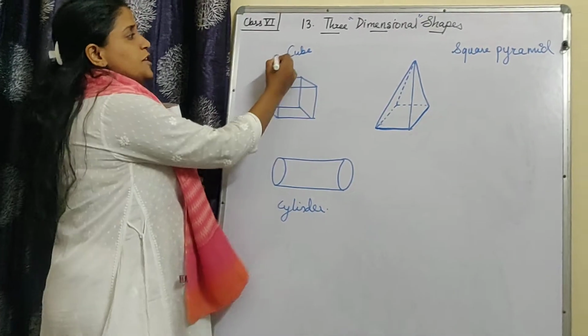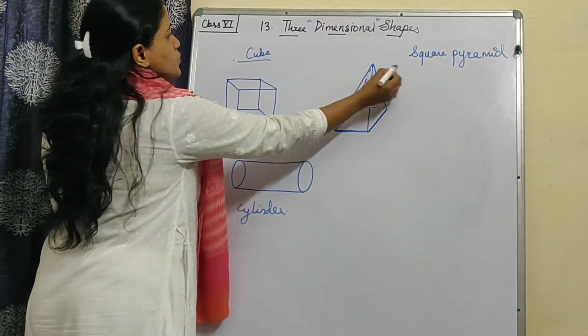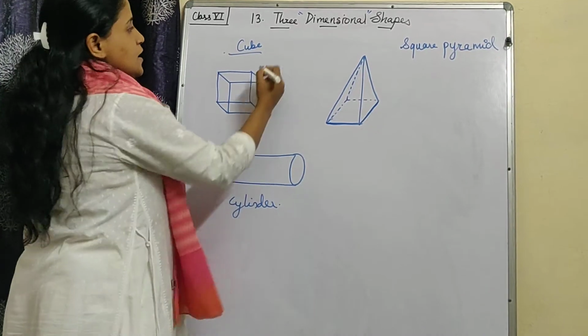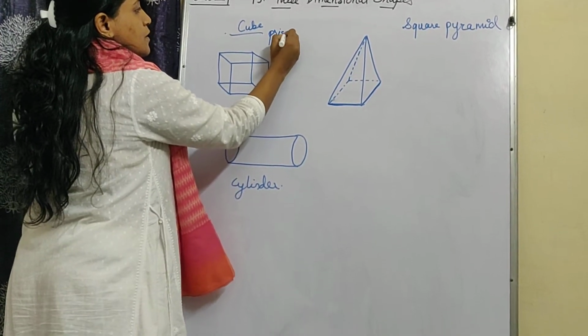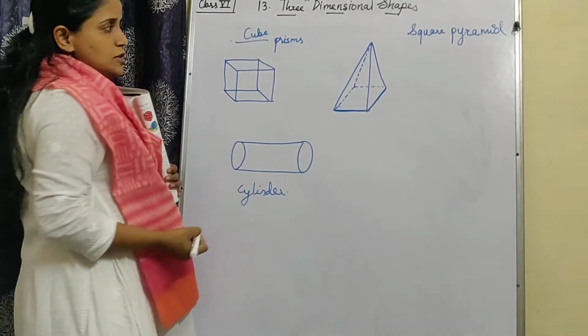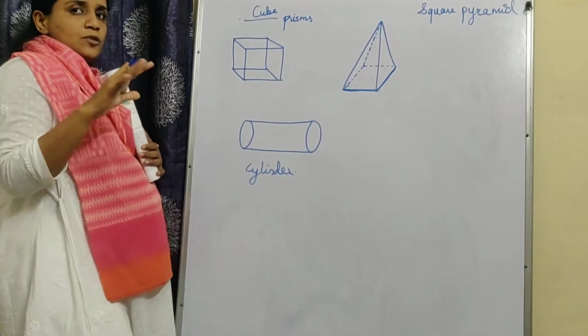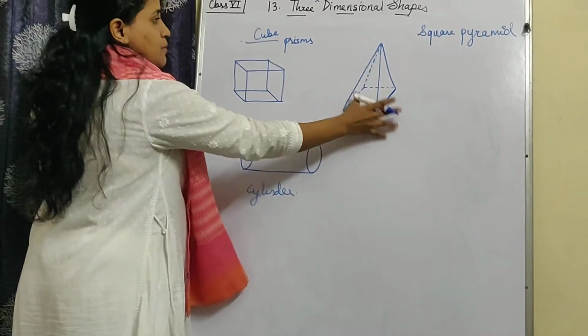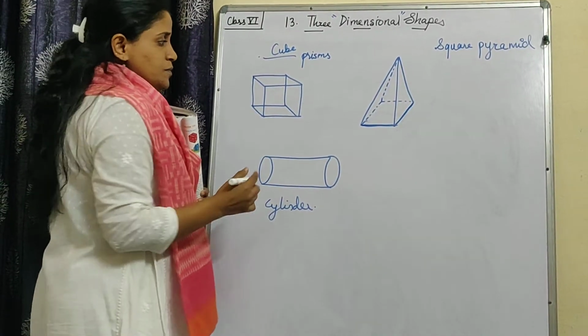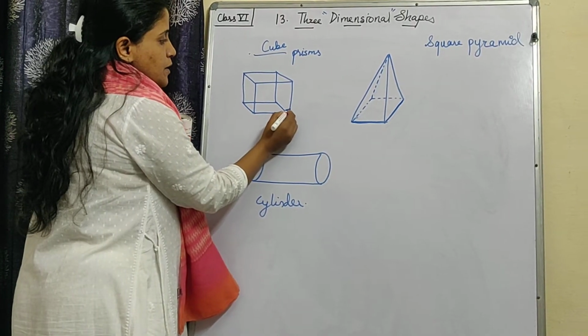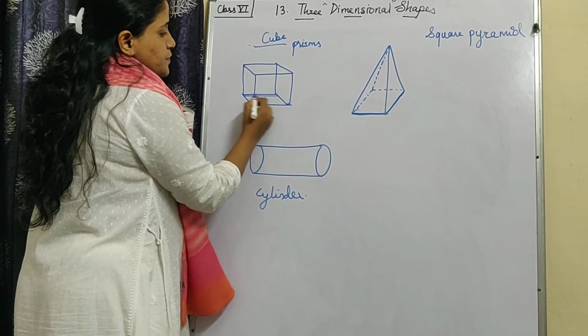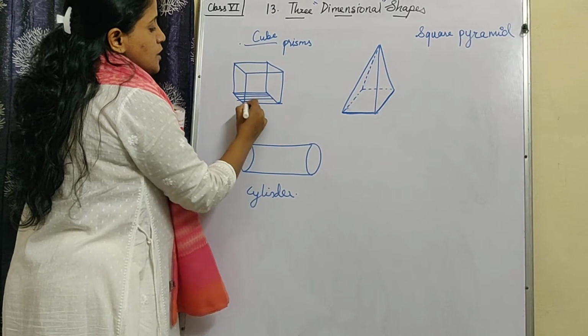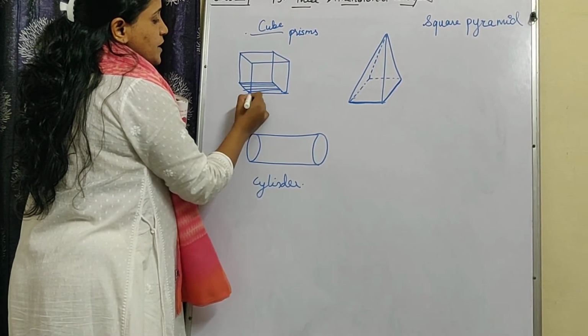Now let us learn more in detail about cube, square, pyramid and cylinder, that is prisms, pyramids and solids with curved surface. Now how to differentiate between prism and pyramid? In a prism, your prism will always be named on the number of sides of the base.